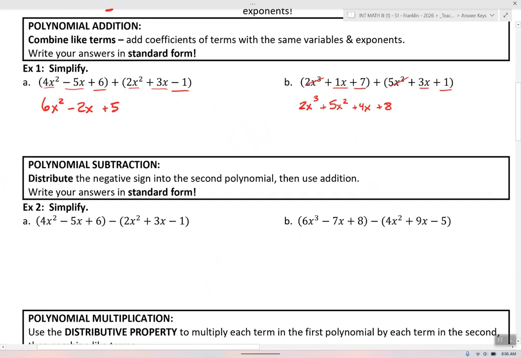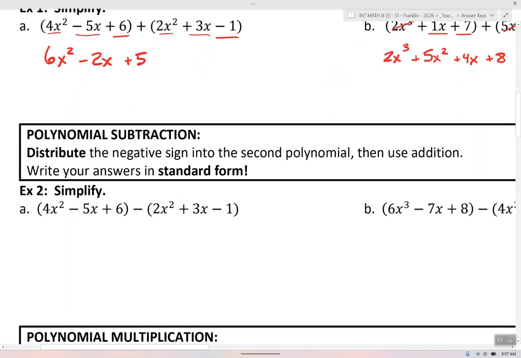Now subtraction works very similarly to addition, except we are subtracting. Now you could subtract each term, but I find it much easier to distribute the negative sign into the second polynomial, and then we can just use addition. And again, we want to write our answers in standard form. So we'll use the distributive property. Think of this as a negative 1 here that we're distributing, multiplying into each of these things. So we'll have a negative 2x squared, a negative 3x, and a positive 1. And then we can just use polynomial addition.